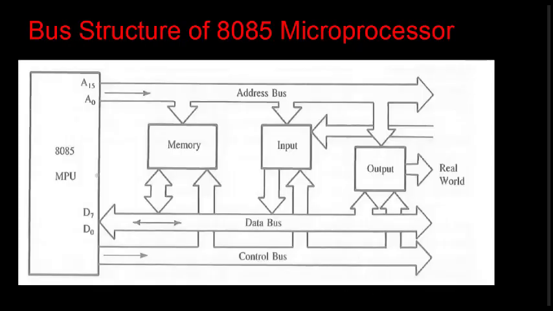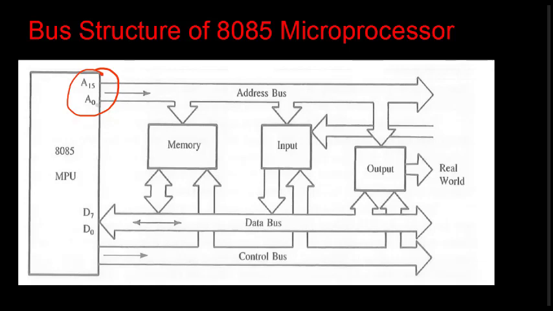Now after going through the operations of 8085, we see the architecture of microprocessor 8085. Starting with the first part, there is a bus structure of 8085 microprocessor. So this diagram gives the bus structure of 8085. We see there are three buses: address bus, data bus, and control bus. Together they are also called a system bus. As seen from the diagram, we see this address bus. So address bus, bus is a collection of wires, of course.